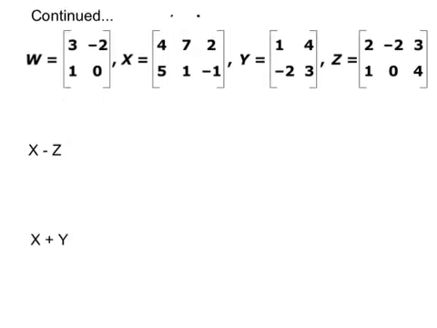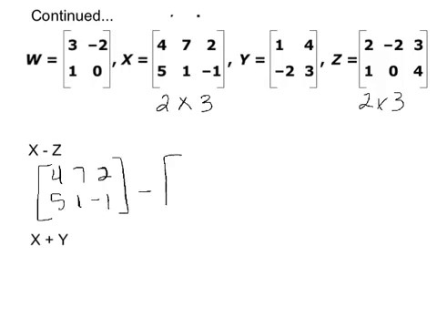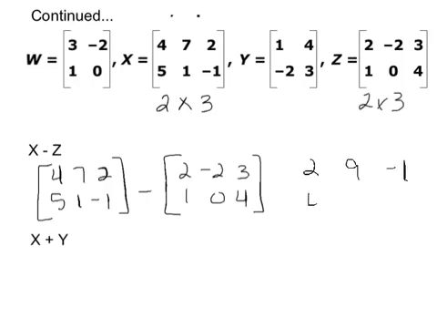Try another one. X minus Z. X is a 2 by 3, rows and columns. Z is a 2 by 3. So let's subtract them. I'm going to rewrite them first. I'm going to subtract each address, each entry. So 4 minus 2 is 2. 7 minus a negative 2 is 9. 2 minus 3 is negative 1. 5 minus 1 is 4. 1 minus 0 is 1. Negative 1 minus 4 is negative 5. And I have my new matrix.